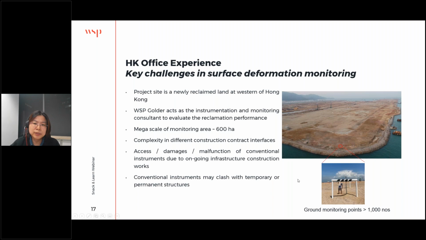This site is huge, 600 hectares we are talking about. So even just the monitoring points number more than thousands. Imagine the labels and the information. Moreover, because this is reclaimed land, we need to develop it for future development, such as constructing tunnels and buildings. So it's an ongoing, quite active construction.